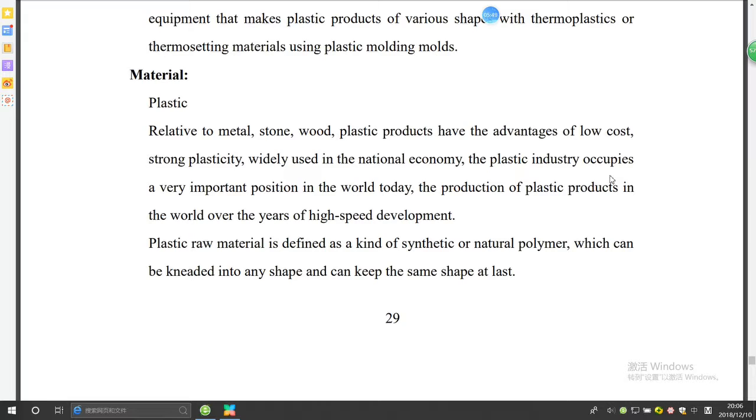Relative to metal, stone, and wood, plastic products have the advantage of low cost and strong plasticity, and are widely used in the national economy. The plastic industry occupies a very important position in the world today. The production of plastic products in the world has been in high-speed development over the years. Plastic raw material is defined as a kind of synthetic or natural polymer, which can be formed into any shape and can keep the same shape at last.